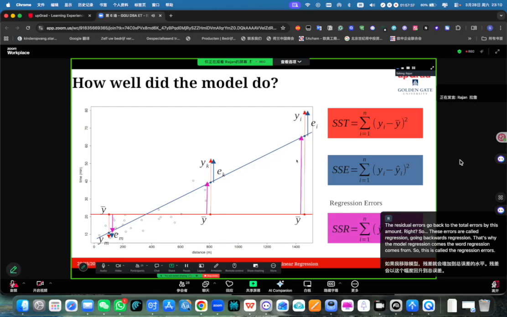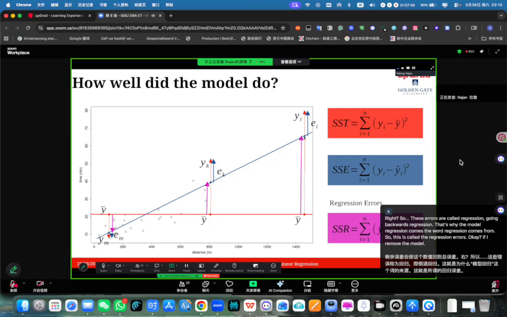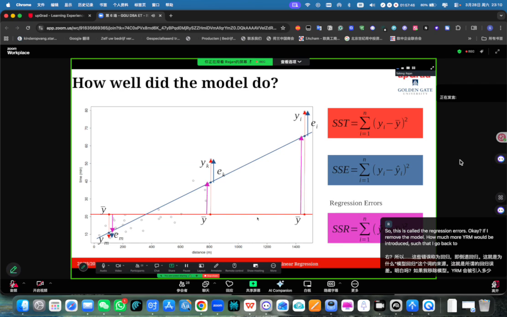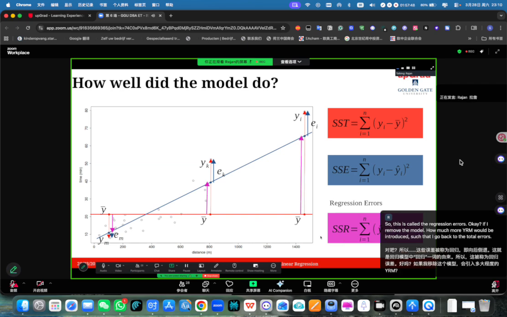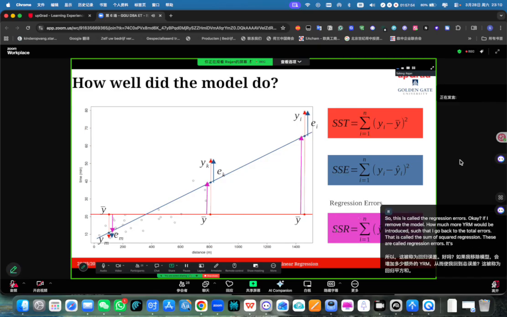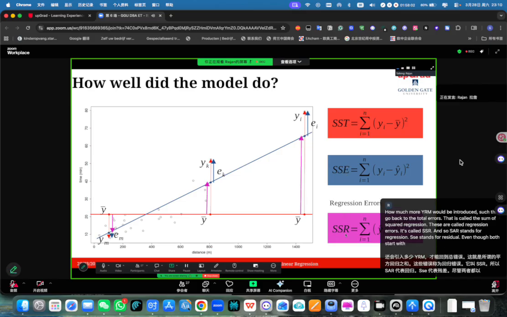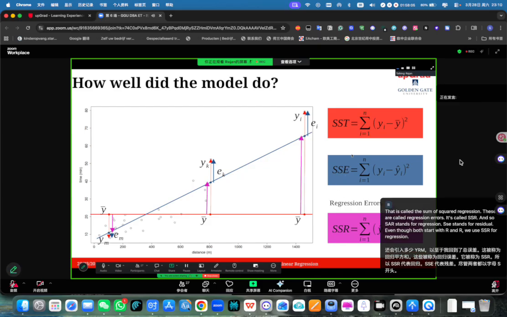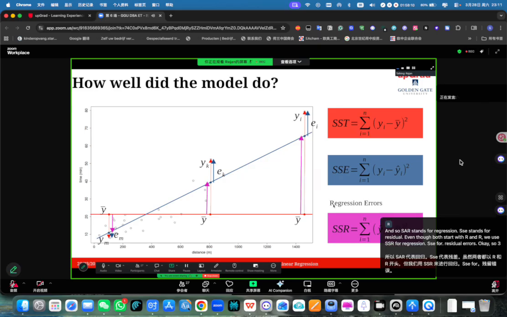If I remove the model, how much more error would be introduced such that I go back to the total errors? That is called the sum of squared regression. These are called regression errors. This is called SSR. SSR stands for regression, SSE stands for residual. Even though both start with R, we use SSR for regression and SSE for residual errors. So there are three types of sum of squared errors. Why? Because there is some wonderful mathematics among these three.